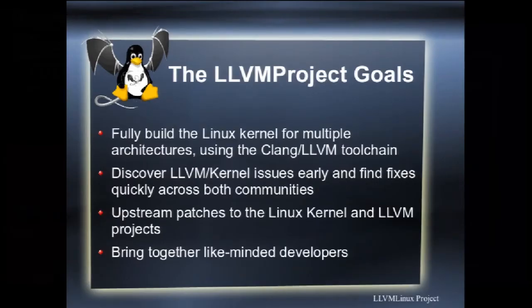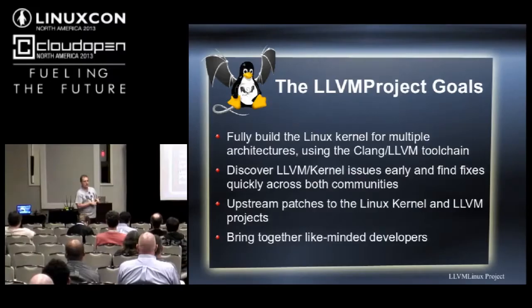So we found the bug within, I think it was 2 days of the bug being introduced to their SVN, and yeah, they use SVN instead of Git, but whatever. Ultimately, it was fixed within 2 weeks, which was kind of nice. And that was mostly because they couldn't get a hold of the developer in the first place. So these things are getting fixed a lot faster than they used to. And ultimately, the project, of course, is to upstream fixes to both the LLVM project and to the kernel community.